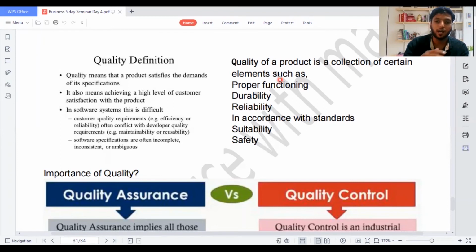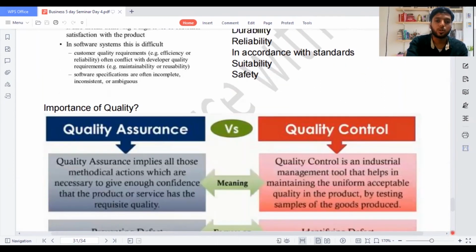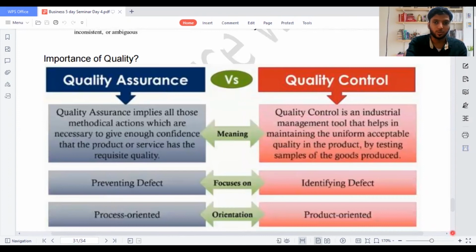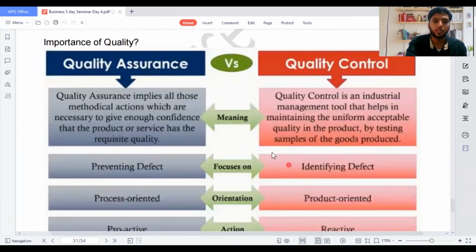So if you do not have this type of reliability, you can't use it for a long time. It's not properly functioning, it's not a constant standard, it is not suiting you, and it's not highly safe. Then of course this product will not reach the potential market as you expect. So now, what is the difference between quality assurance versus quality control? I'm going to explain that.